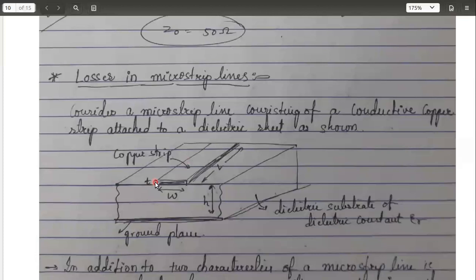So what are the different types of losses that this microstrip line encounters? One is due to this dielectric. The loss that comes because of the substrate, that we call dielectric losses.